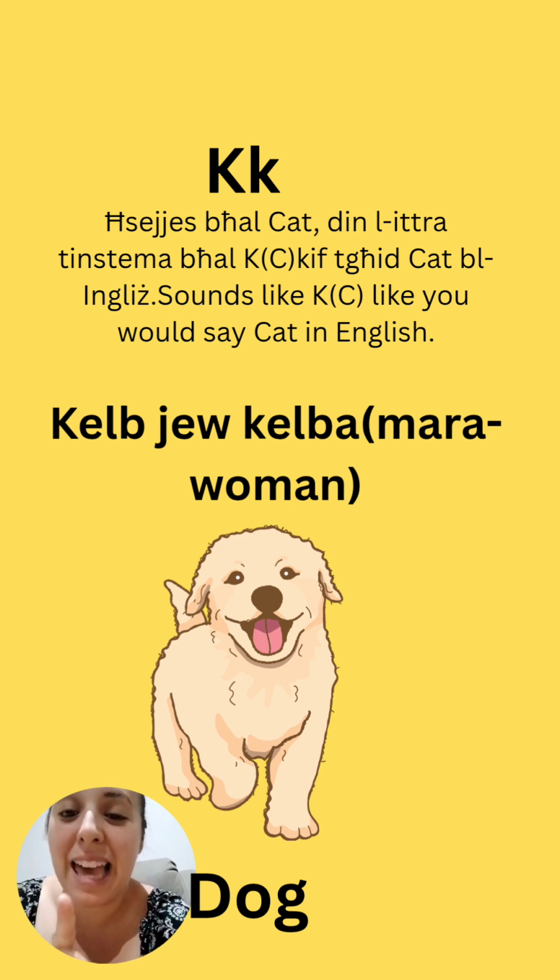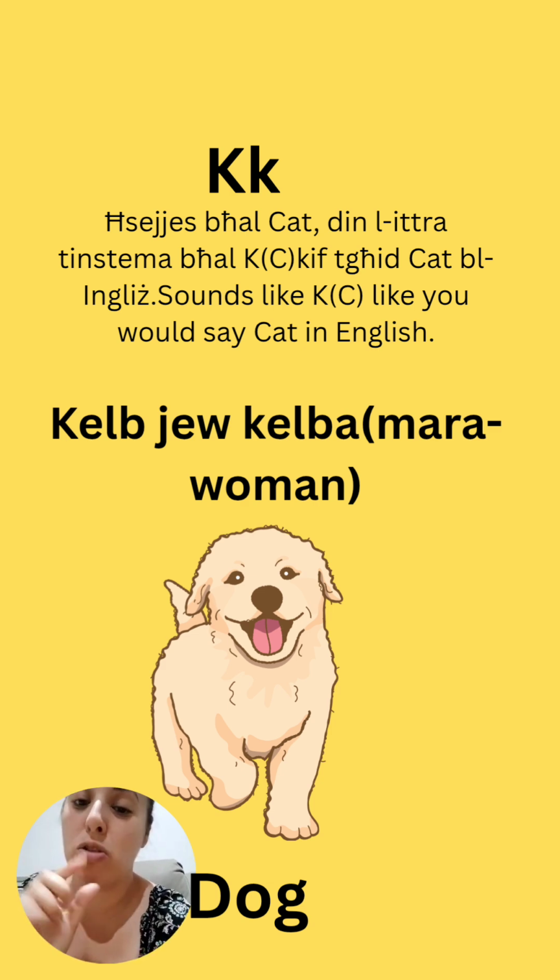Per esempio, kelb, yell, kelba. And I've got it in brackets here. It says mara, which means woman. Okay. And that translates to dog. Now, when you're saying you're going to get a dog, if you're going to get a boy dog, it's kelb, which is boy dog. Okay. A boy, by the way, in Maltese is tifel, man is rajel, woman in Maltese is mara, and girl in Maltese is tifla. Just so you know. So for a boy dog, kelb, and for a girl dog, kelba.